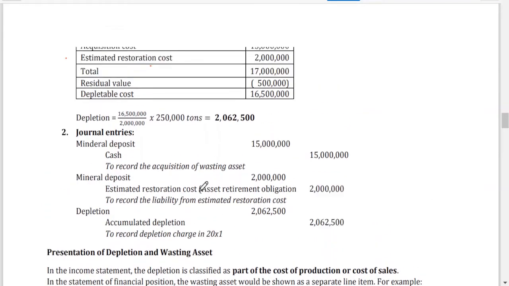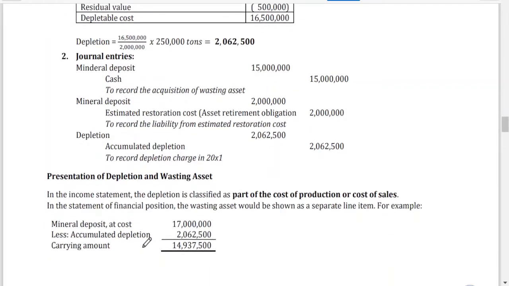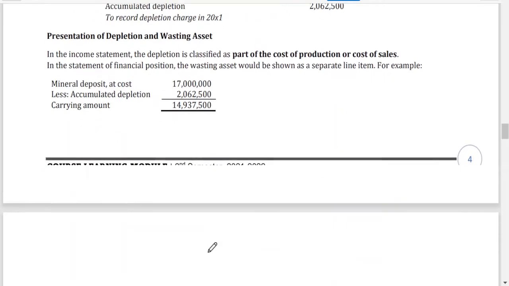So where do we get our 17 million? That's the sum of the 15 million acquisition cost and the 2 million restoration cost. Deduct the accumulated depletion of 2,062,500. So therefore, the carrying amount of our wasting asset or mineral resource is 14,937,500.